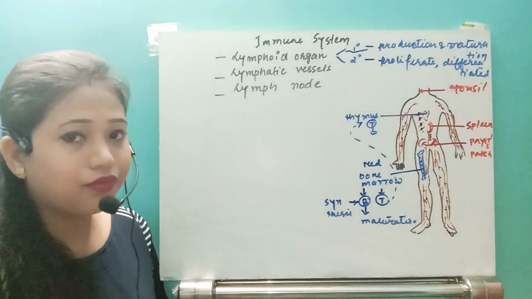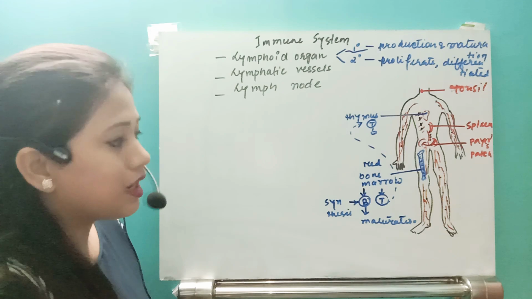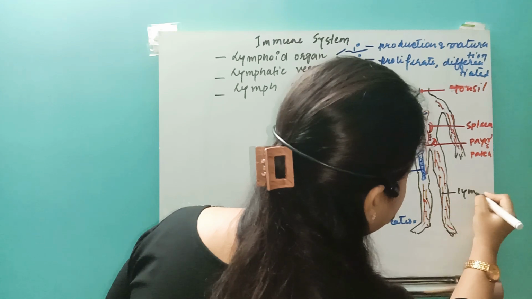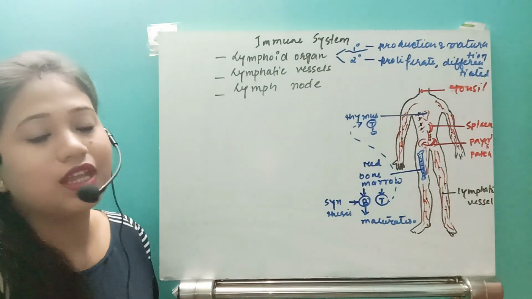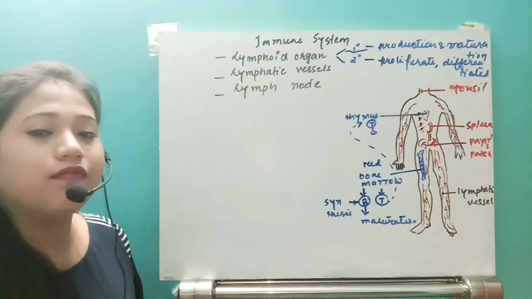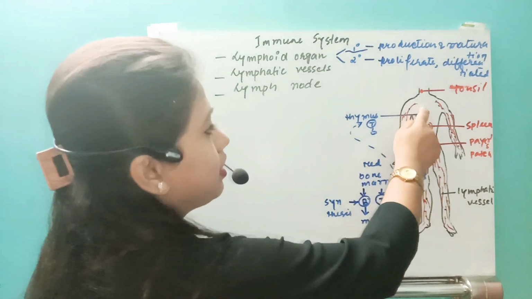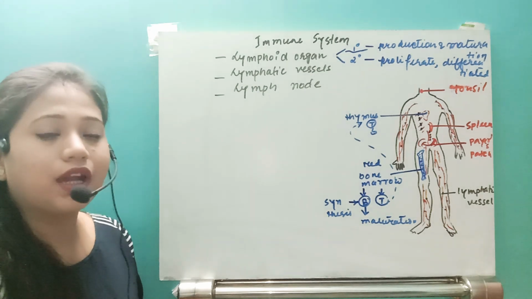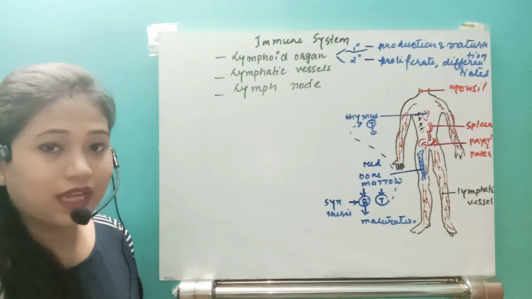Next, come to the lymphatic vessels. To carry the lymph, we have a system known as the lymphatic system, which is present throughout the body. So these are the lymphatic vessels, which will carry the lymph. Eventually, this lymph will at one point join the inferior vena cava. The inferior vena cava will carry the deoxygenated blood to the heart so that it can pump to the lung to get oxygenated.